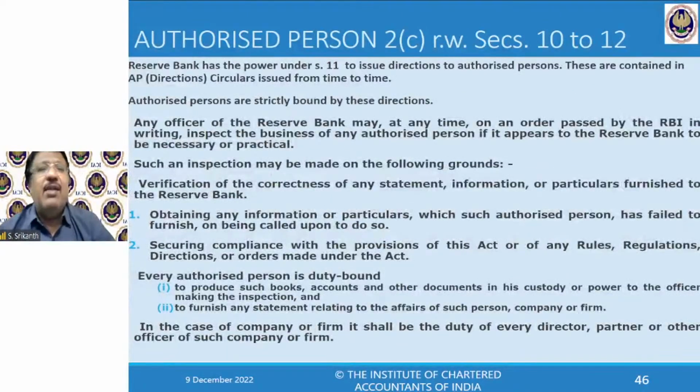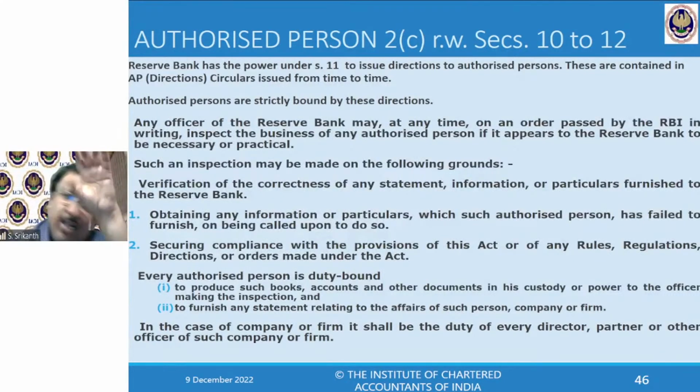Now, this section 11 gives power to the Reserve Bank to make directions, issue directions. These directions are very, very important. They are called Authorized Persons direction circulars, or APDIR circulars. Almost all regulations that we have today are APDIR circulars. Whether it is FDI or master circular, all of them are basically APDIR circulars. These are given as directions to the authorized person.